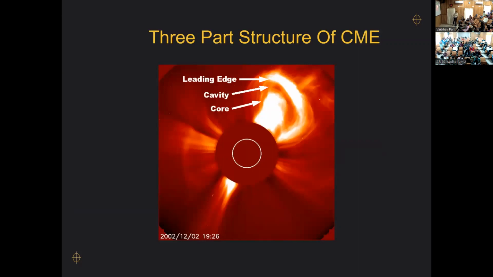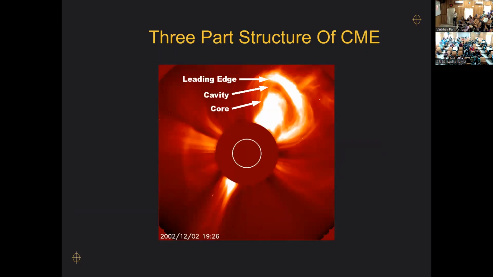First, from the top view: leading edge, cavity, and core. The leading edge consists of compressed plasma. The cavity consists of a helical-shaped magnetic field that we basically call a magnetic flux rope. And the core is basically the filament or prominence, that bright patch that you have seen. And these have various effects.